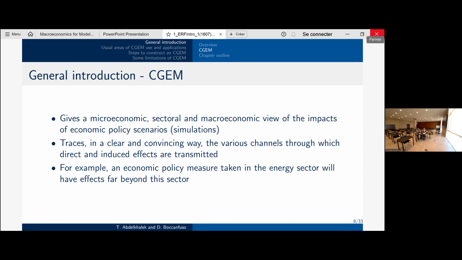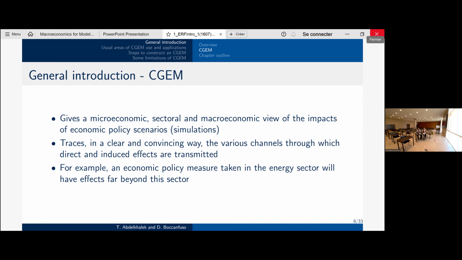When we are using a CGE model, we can give answers on a microeconomic level, because as Shahir told you before, we can use a microsimulation and we can see the impact of macroeconomic policy on households and on firms. So we can get some results at a microeconomic level. Obviously, we have results at a sectoral level, depending on the disaggregation we have, and we can also look at the macroeconomic situation.